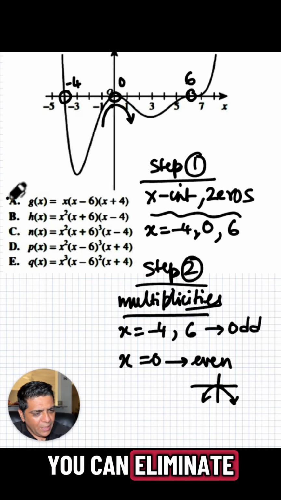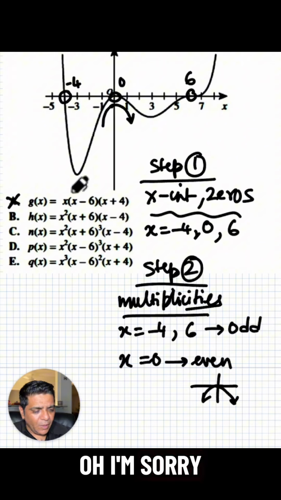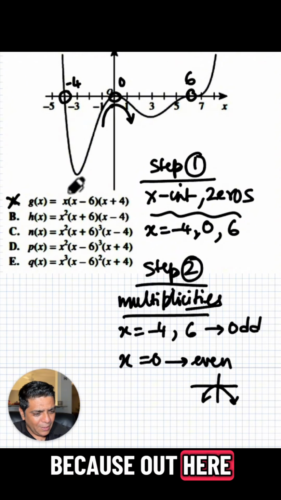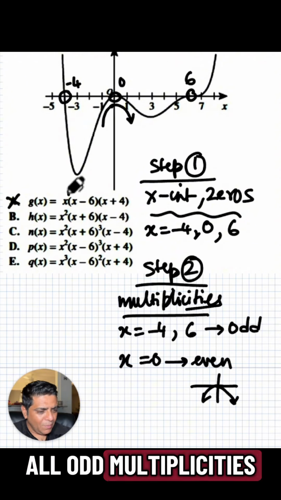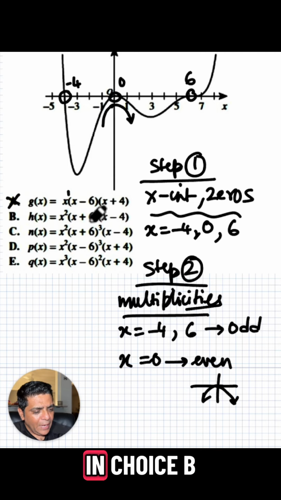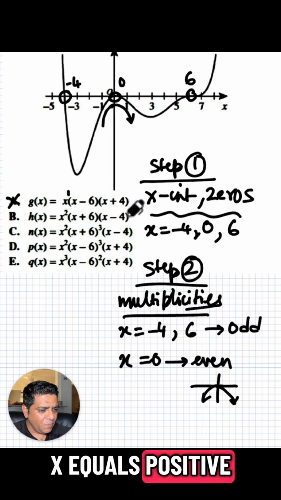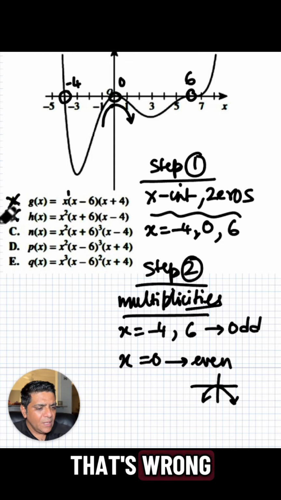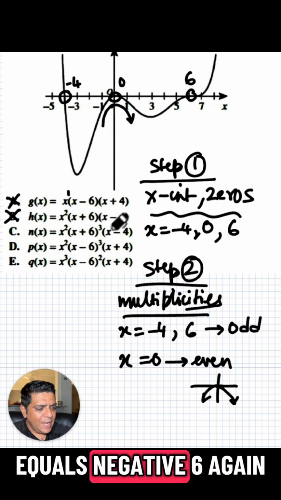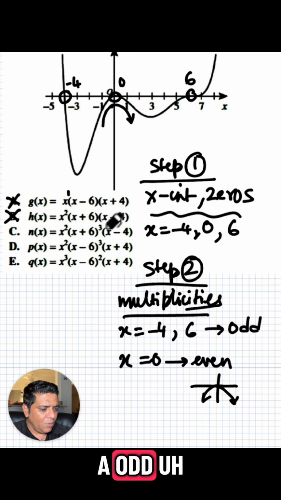Choice A you can eliminate immediately, because out here x would be 1. So these are all odd multiplicities, and it doesn't work. In choice B, we have x equals -6, x equals +4. That's opposite, so that's wrong. In choice C, we have x equals -6 again as an odd multiplicity.